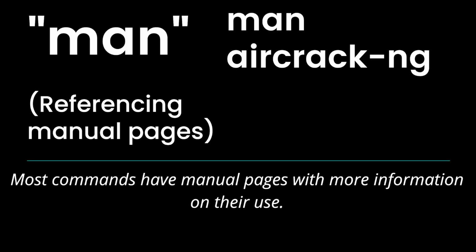The next one is the man command, which references the manual pages. Most commands have manual pages that give more information on how to use them, and that's why sometimes you need to put man and whatever you're trying to find details about. In this situation, man aircrack-ng will display the manual pages of aircrack-ng and how to use it. That's what the man command does.